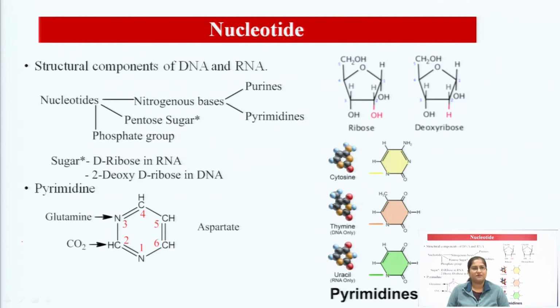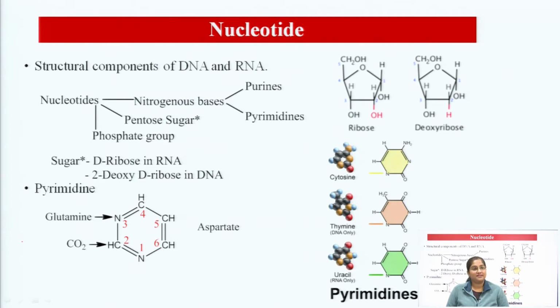So, we have several compounds like adenosine monophosphate, adenosine diphosphate, adenosine triphosphate: AMP, ADP and ATP. We know ATP more frequently, we have studied about it. They are the structural components of DNA and RNA.